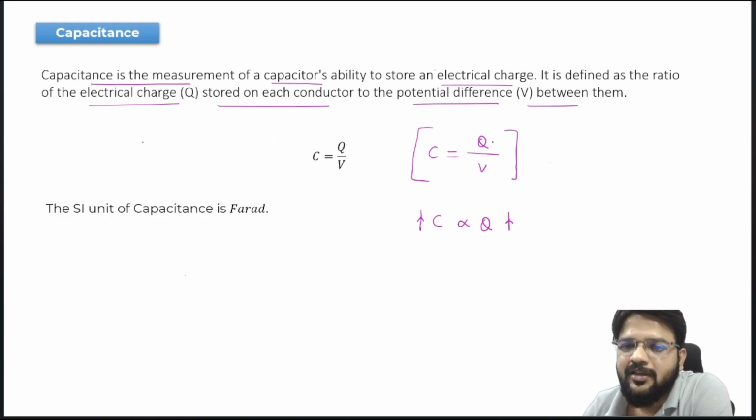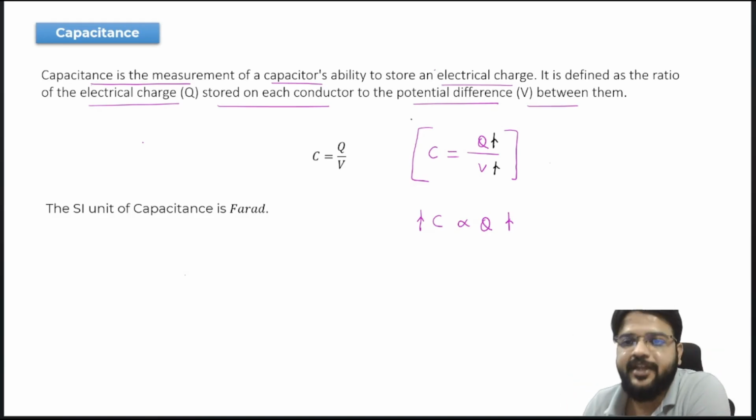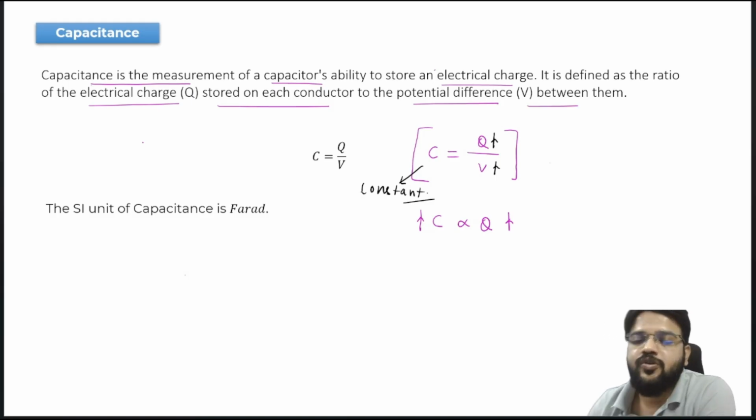Why is it happening? Because if we increase the charge on the plate, then the potential difference between the plates will also increase. So we can see it here: C is the ratio of Q by V. Both are increasing and both are present in the ratio. That's why C is constant here, meaning it is independent of the charge, everyone. So capacitance is not depending on the charge present on the plate, correct?